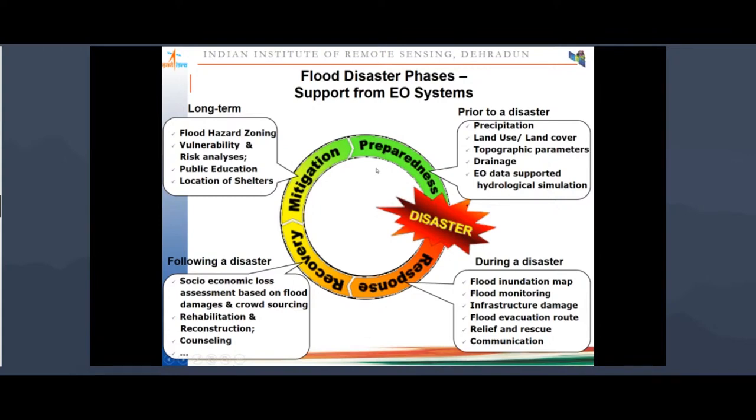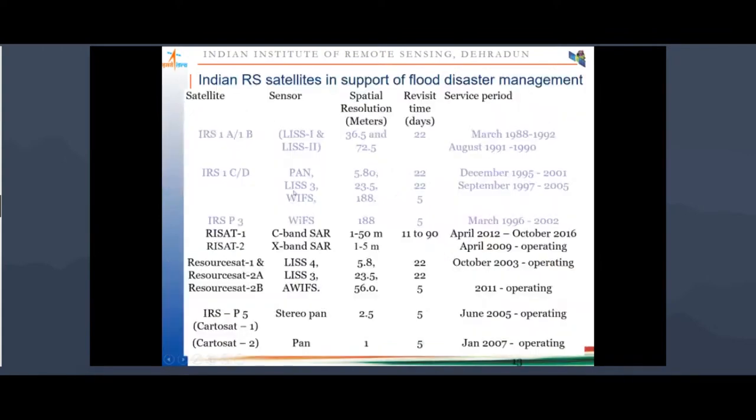But before that, I told you there are many satellites. Like we have Resourcesat currently working, Resourcesat 2A, 2B. So we have LISS 4, LISS 3, LISS data. Then of course Cartosat 1, Cartosat 2. Nowadays we have Cartosat 3 also with 30 centimeter or 25 centimeter resolution. So for damage assessment, these are good, and for mapping and monitoring, these sensors are good.